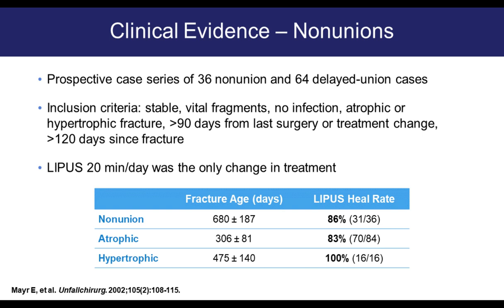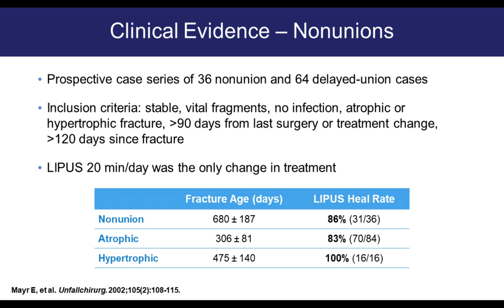And again, if you think back to the pragmatic definition of non-union, that this fracture won't heal without intervention, and you're defining some of these as non-union, you really can't get a placebo. It would be inappropriate to put to your IRB that I define this as a patient who needs something to heal, but I'm going to randomize them to placebo. You really can't do that. So all of these patients were treated, and all of these patients received LIPUS for 20 minutes a day.